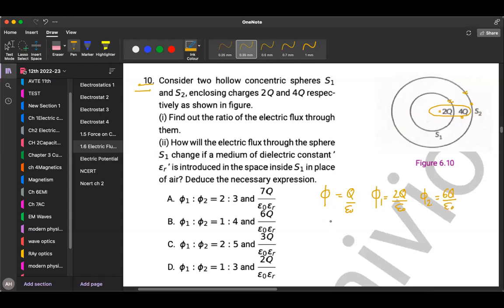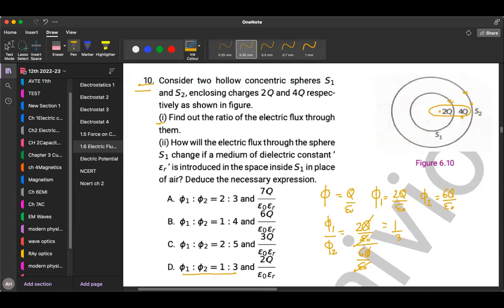If you want the ratio, just divide phi1 by phi2. So this is 2q over epsilon naught, then this is 6q over epsilon naught. Epsilon naught will cancel, q will cancel, and 2 by 6 is 1 by 3. So this is the answer for part 1, option D, 1 by 3.